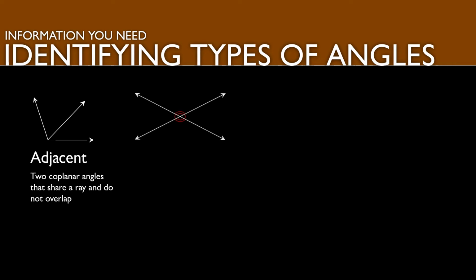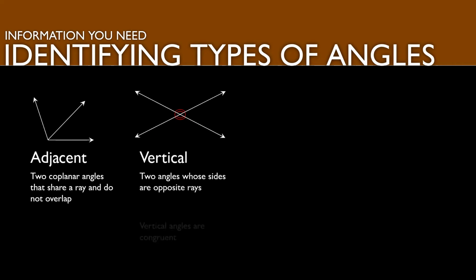Then we have vertical angles. Vertical angles are two angles whose sides are opposite rays. And vertical angles are always congruent. You can see that in the illustration that two lines make up the vertical angles and that the vertical angles are always opposite each other. They're never going to be adjacent.